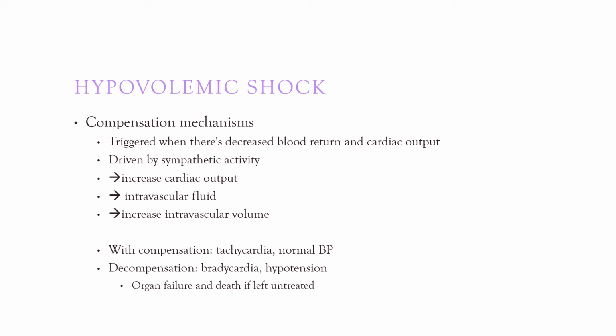So in hypovolemic shock, the compensation mechanisms that can be put in place are triggered when there's a decreased blood return and cardiac output, and it's all driven by sympathetic activity. So vasoconstriction, increased inotropy, and tachycardia will help increase the cardiac output. Fluid compartment shifts, so fluid will go from the interstitial and extracellular fluid into the intravascular fluid to increase blood volume. And then the RAAS activation system, which retains sodium and water, will activate to increase intravascular volume.